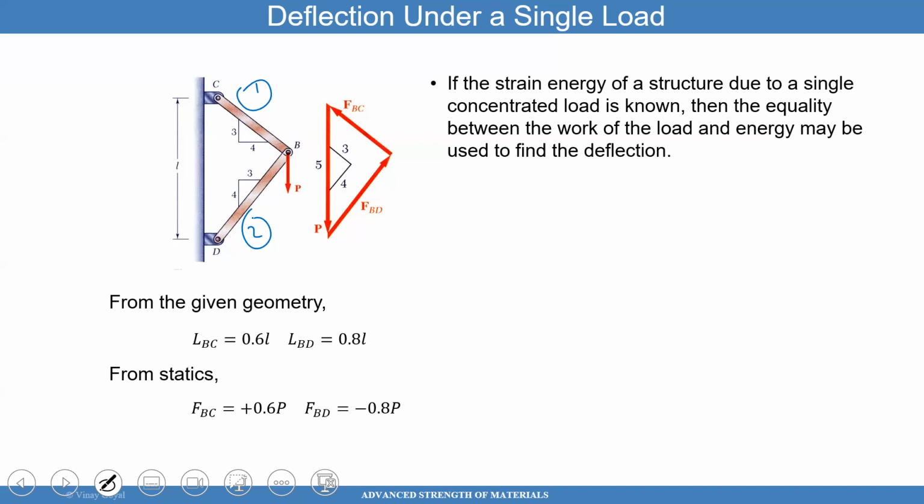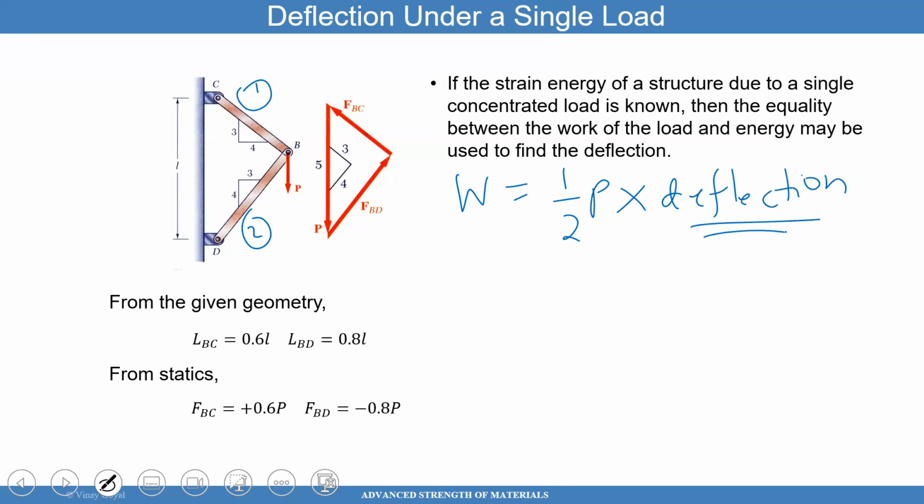And that load P, what does that load P do? It produces the work done, right? So what is the work done due to that load? Correct? And what is my goal in this problem? Find that deflection. That's what I want. So all I have to do then is to calculate the energy in bar 1 and bar 2 in terms of P. And if I do that, I can equate it to this and solve for deflection. You agree? Is that a good strategy to solve this problem?